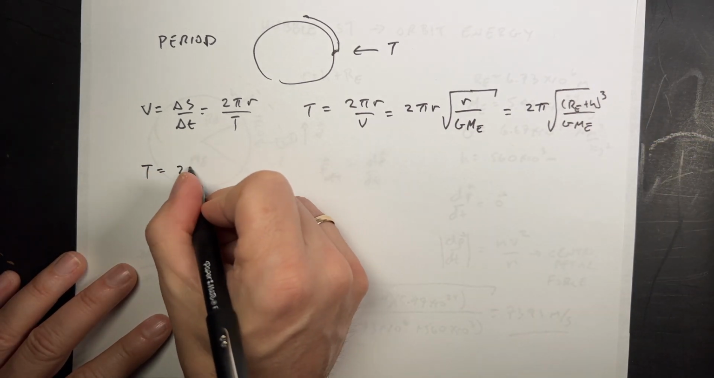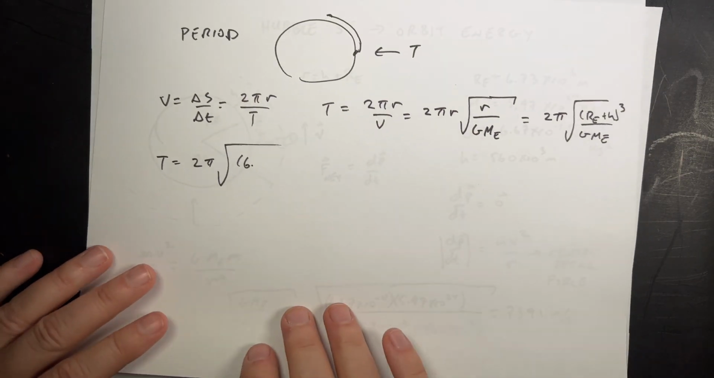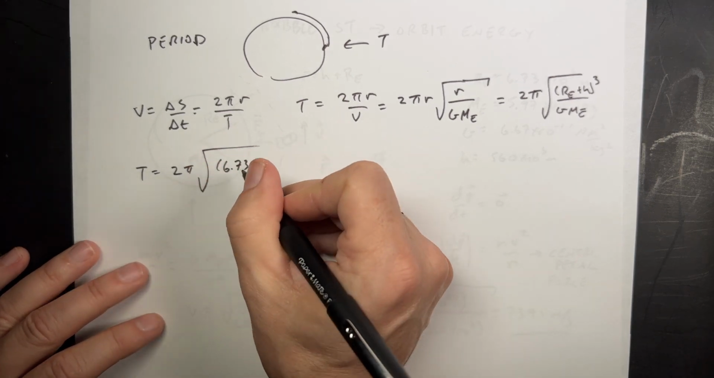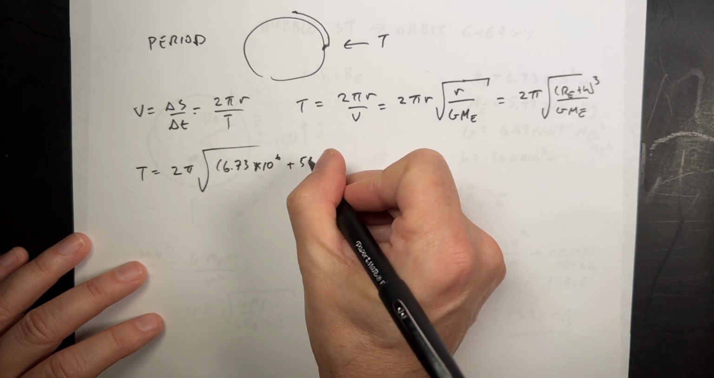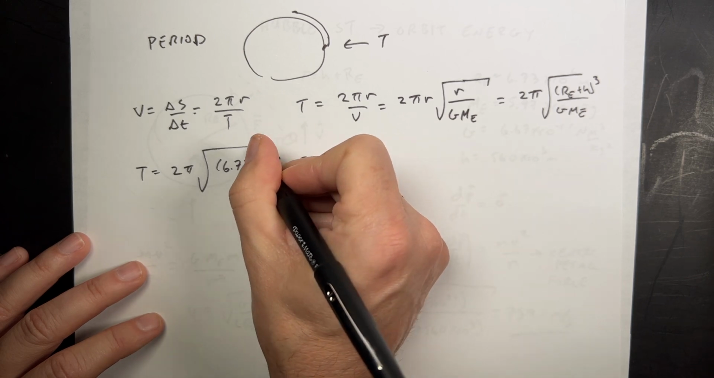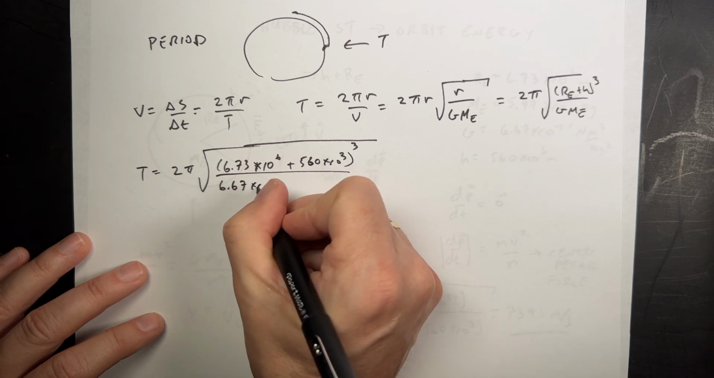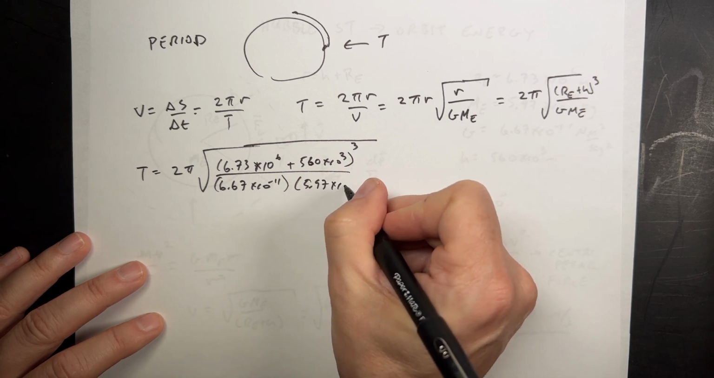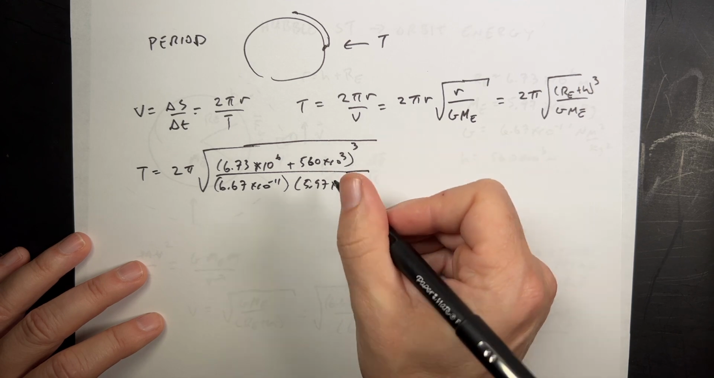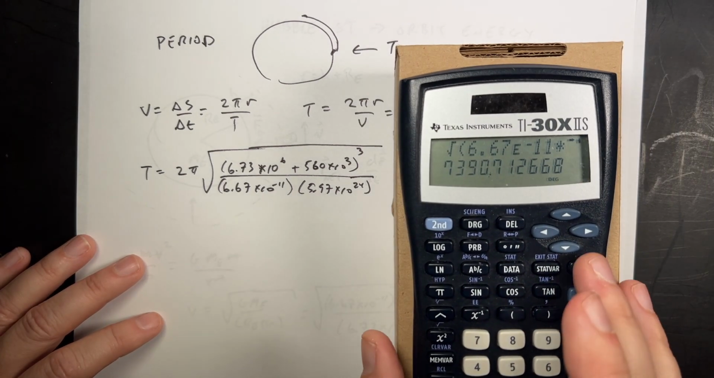So it's going to be 2 times pi times the square root of 6.73 times 10 to the 6th plus 560 times 10 to the 3rd, cubed. All of that over 6.67 times 10 to the negative 11th times 5.97 times 10 to the 24th. Okay, let's do it. We can check the units. I'm pretty sure the units are fine.